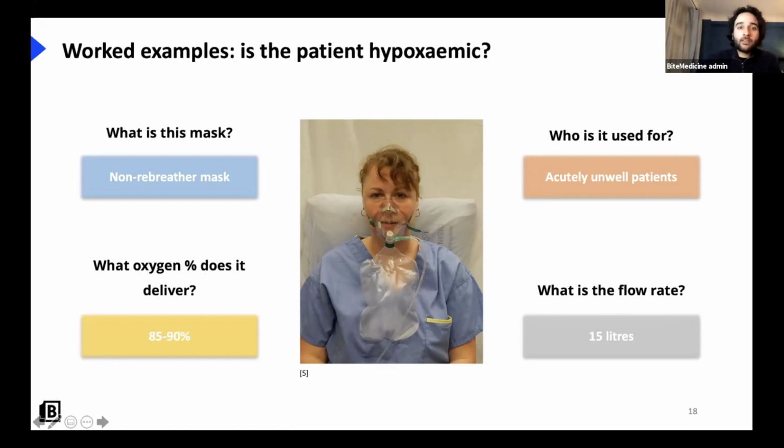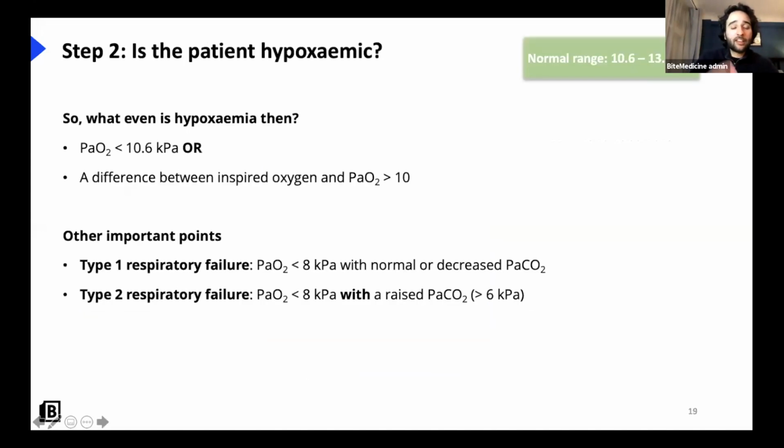So I wanted to give you some background on hypoxemia, because it's not as straightforward as people often say. You can't just look at the gas and say it's outside of the normal range. You have to look at supplemental oxygen and various parameters before you can come to that conclusion. So as we said, what even is hypoxemia? Compared to the normal range, it is a PaO2 of less than 10.6, but it can also be a difference between your inspired oxygen and PaO2 of more than 10, which is what I've clarified on the last few slides. If more than 10, then that can also be hypoxemia.